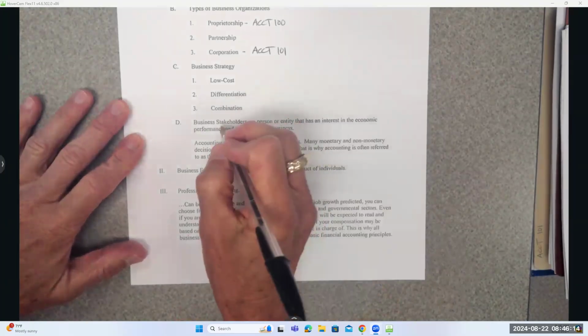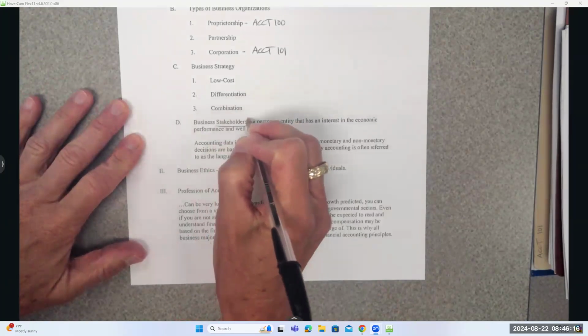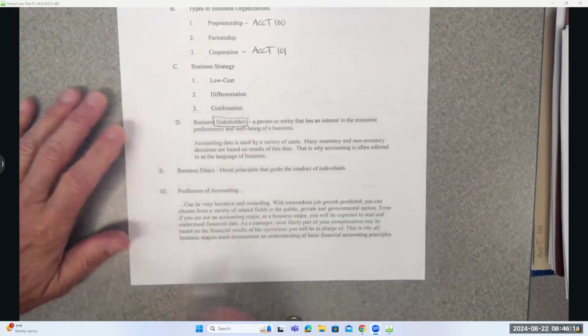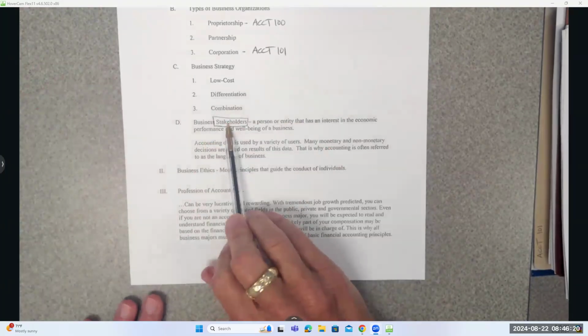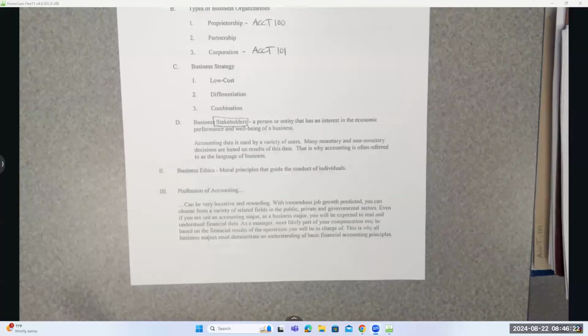Business stakeholders. This is not a typo. It's not supposed to be stockholders. This is who we are preparing the information for. Anyone who has a financial stake or interest in our business, which is everyone. Of course, the owners have a financial stake in the business because they've invested their money in the business and kind of want a return on that investment.